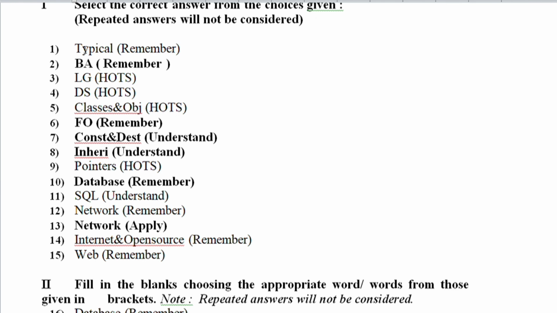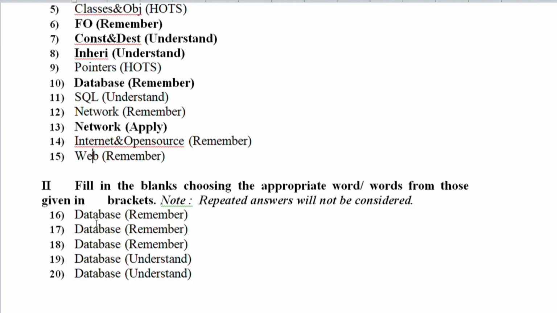Right, so all these chapters that you are seeing here are for MCQ. Typical configuration, Boolean algebra, logic gates, data structures, classes and objects, function overloading, constructor and destructor, then inheritance, pointers, database, SQL, networking concepts, two questions from networking concepts, internet and open source, and web designing. Then coming to the fill in the blanks, all the questions are from database concepts only. So you have three remember level questions and two understand level questions.